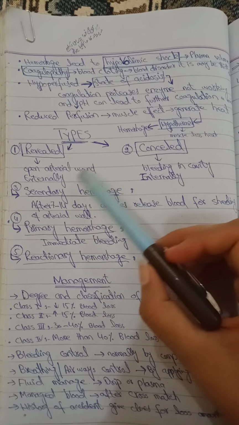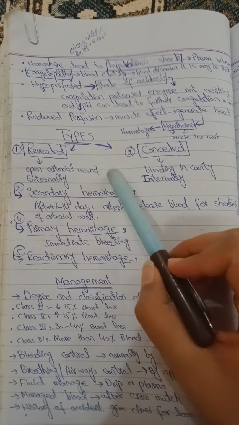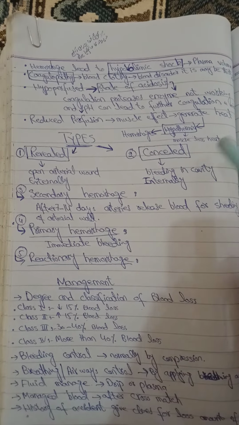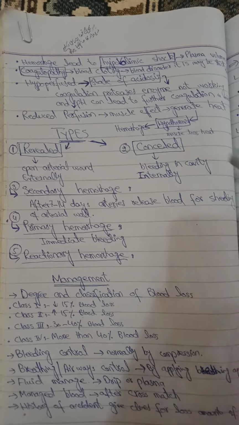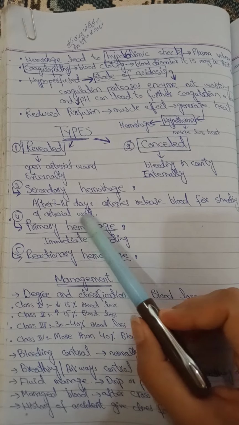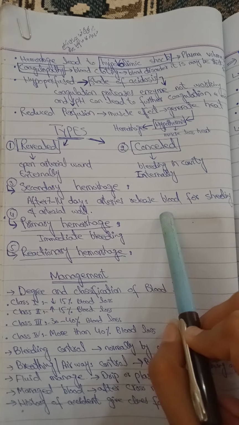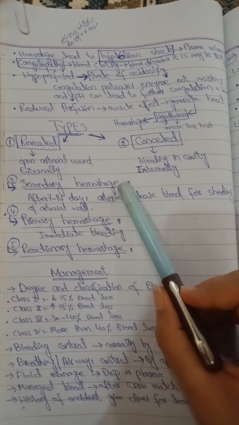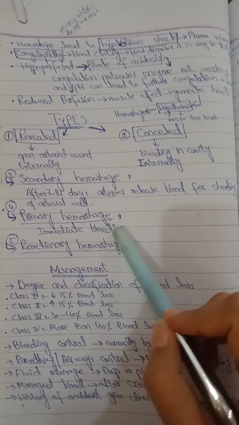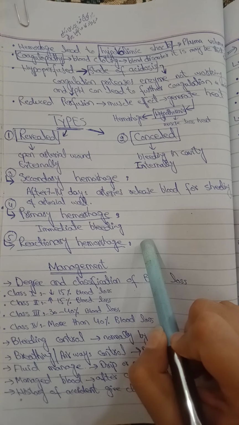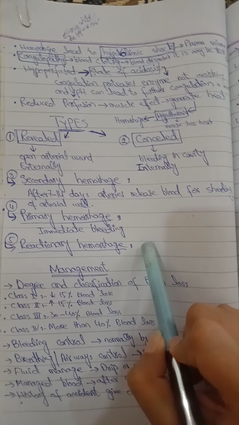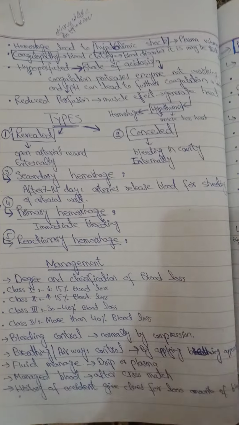Revealed hemorrhage. In revealed hemorrhage, the arterial wound is open externally. And in concealed hemorrhage, bleeding occurs in a cavity, meaning internal bleeding occurs. In secondary hemorrhage, after 7 to 14 days, arteries release blood due to shedding of the arterial wall. It is called secondary hemorrhage. Immediate bleeding is called primary hemorrhage. And in reactionary hemorrhage, if the bleeding occurs after 72 hours, then it is called reactionary hemorrhage.